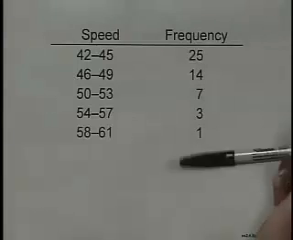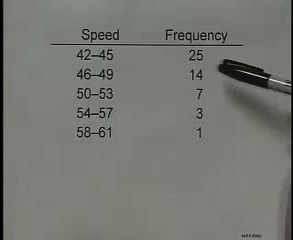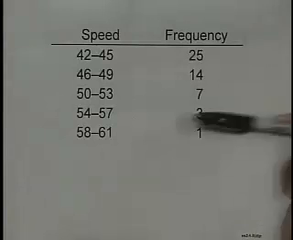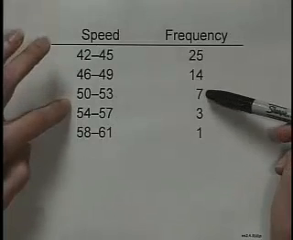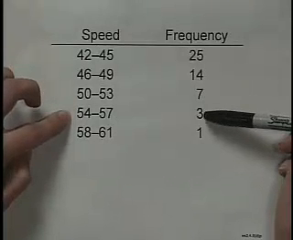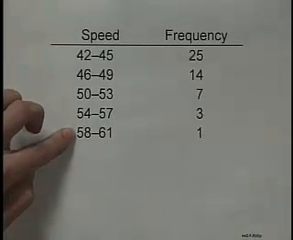See, here were the speeds. They broke them into zones of 42 to 45. There were 25 people going at that speed. Then 46 to 49, there were 14 people at that speed, etc. 50 to 53 had 7 people. 54 to 57 had 3 people. And finally, 58 to 61 had 1 person.